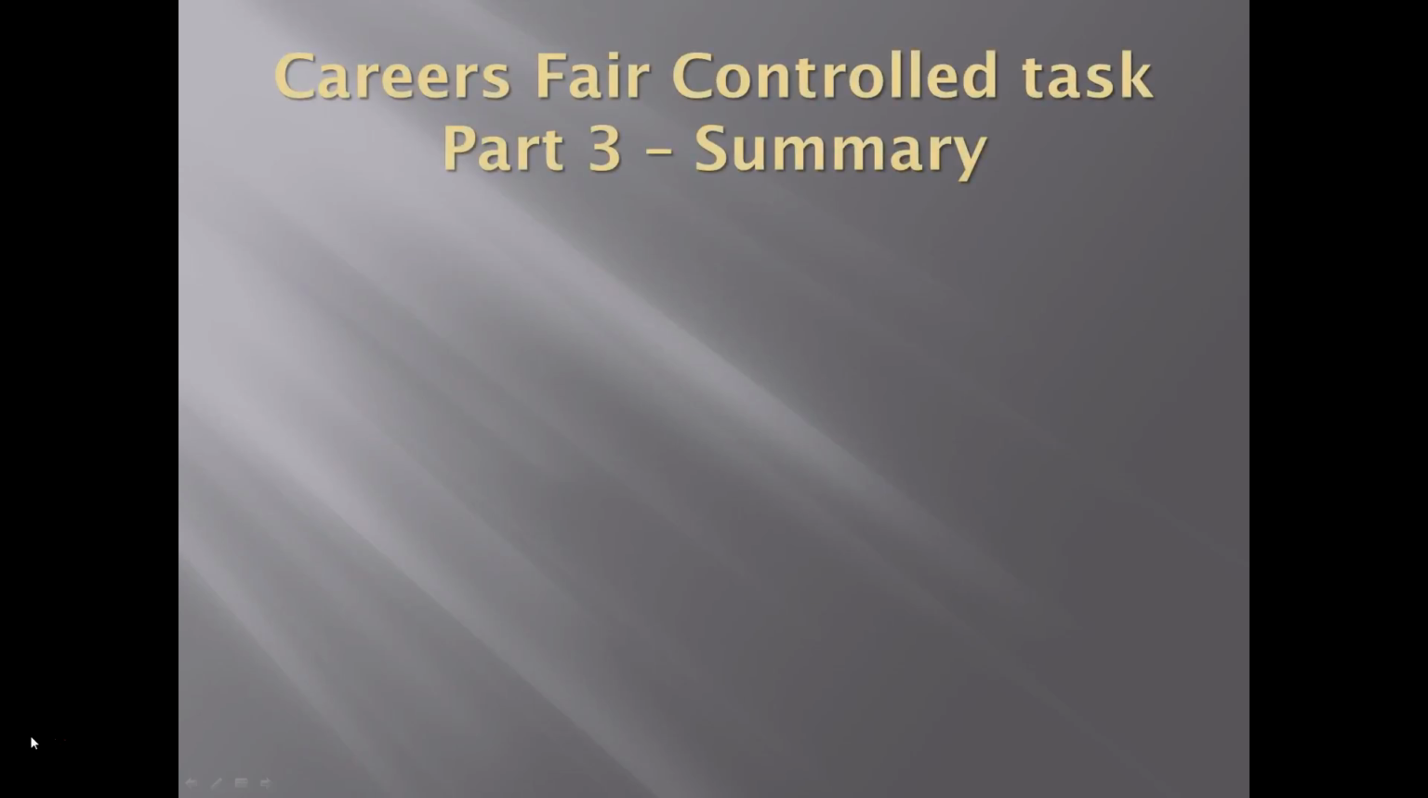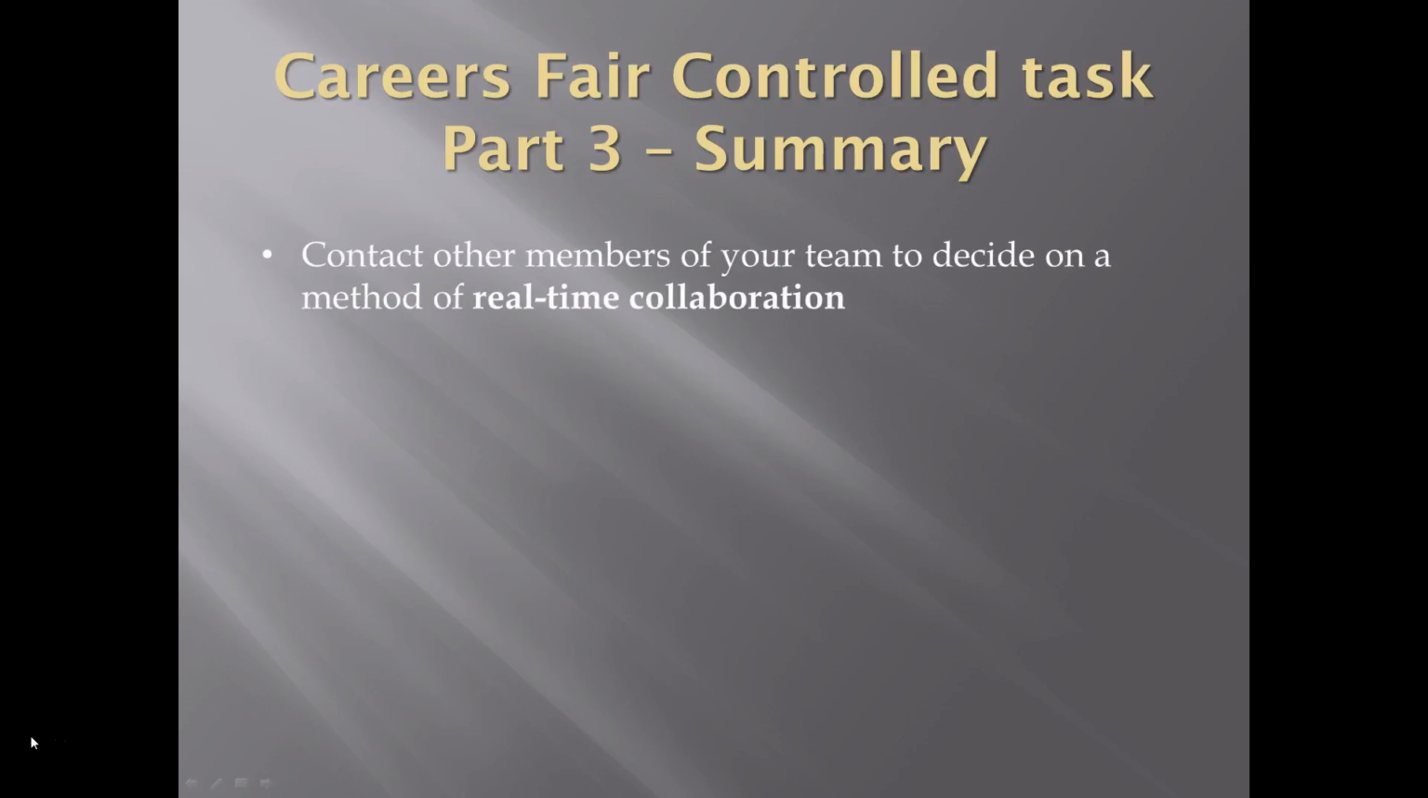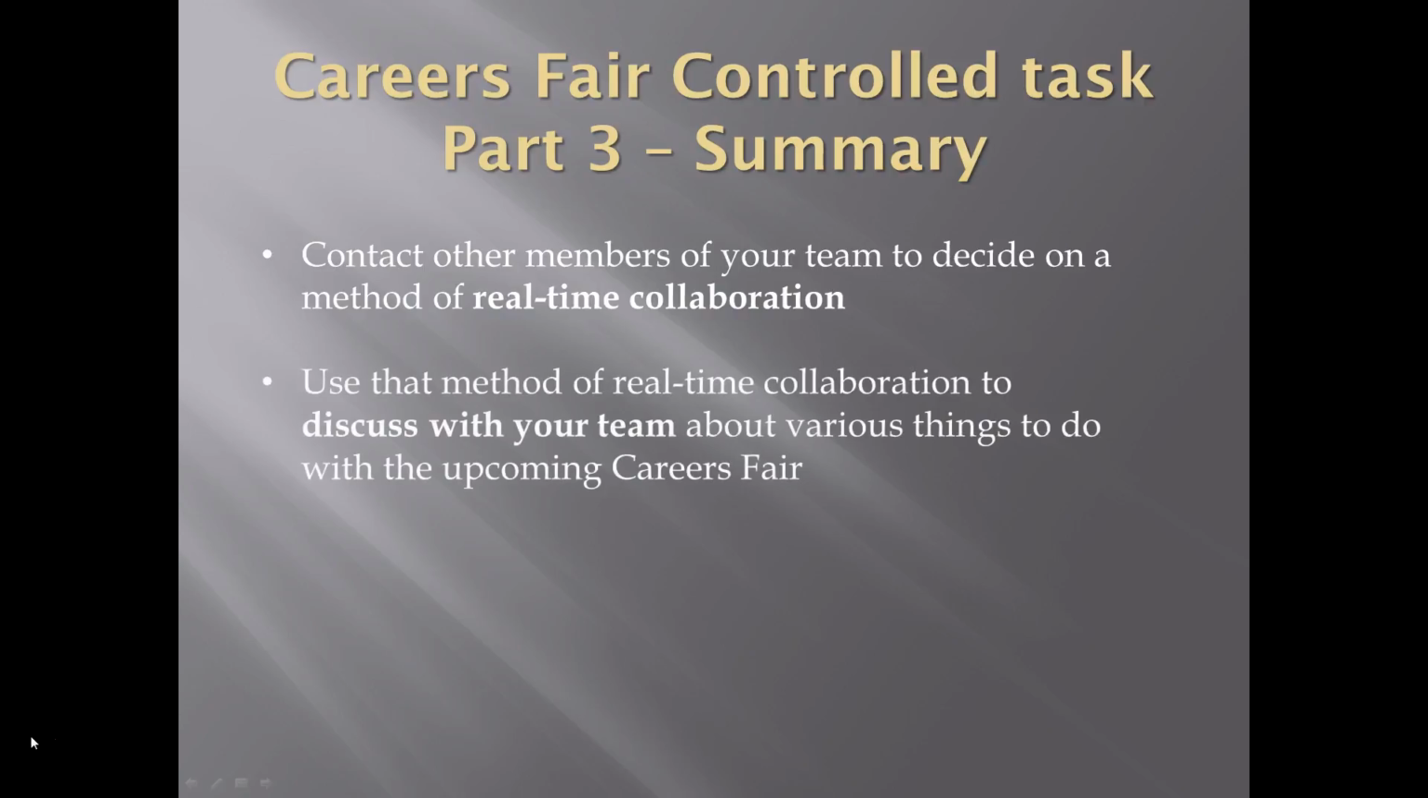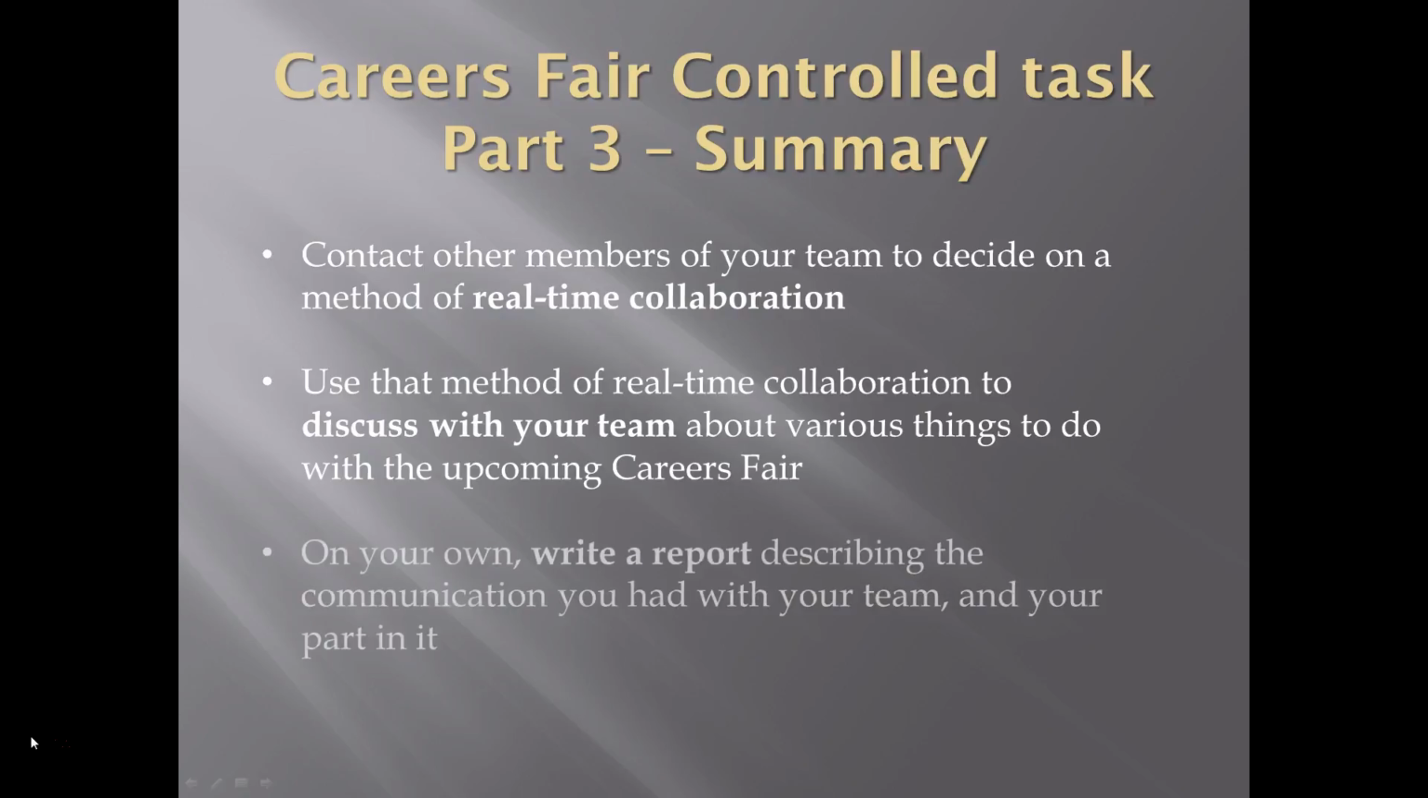So in summary then, this is what you need to do to successfully complete part 3 of the Careers Fair control task. You need to contact other members of your team to decide on a method of real-time collaboration. You then use that method of real-time collaboration to discuss with your team about various things to do with the upcoming Careers Fair. And finally, on your own, write up the report describing the communication you had with your team and your part in it.